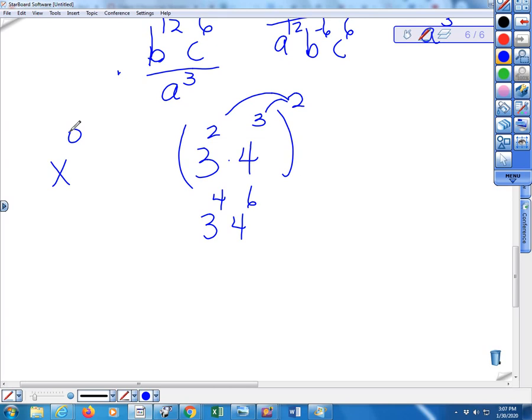Well, the reason is, what do I do with the exponent when I divide? You subtract. What is 3 cubed divided by 3 cubed? 1. Any number to the 0 power is 1.